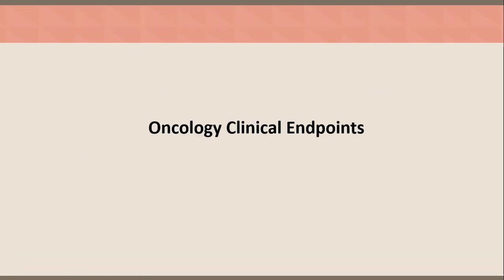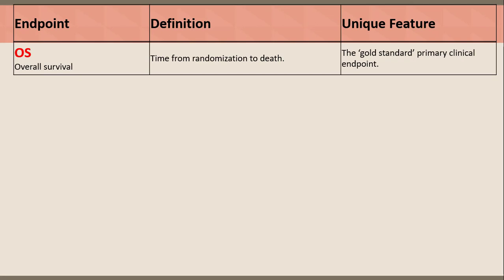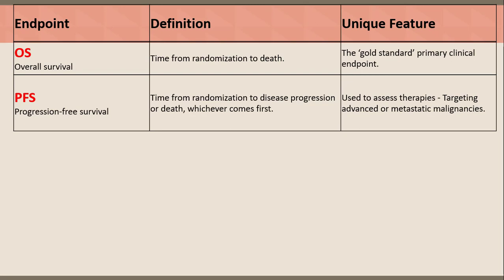Oncology clinical endpoints. To understand the clinical trials, we should know the following definitions. First endpoint is OS, or overall survival, which is the time from randomization to death, and it is the gold standard for primary clinical endpoint. PFS, or progression-free survival, which is time from randomization to disease progression or death, whichever comes first, and used to assess therapies targeting advanced or metastatic malignancies.